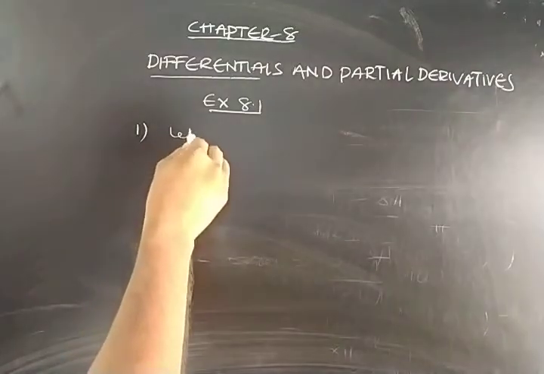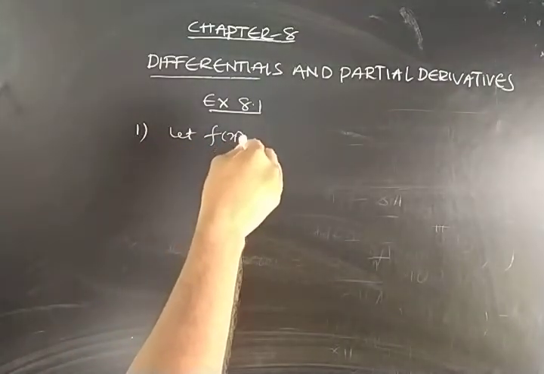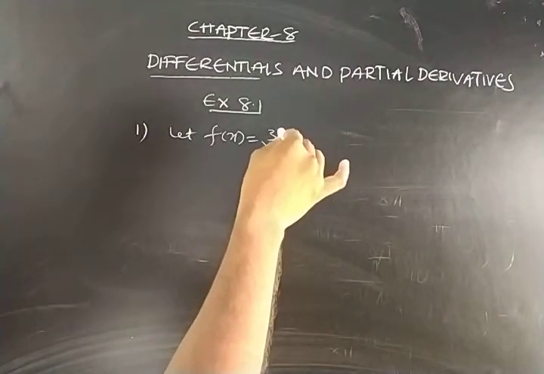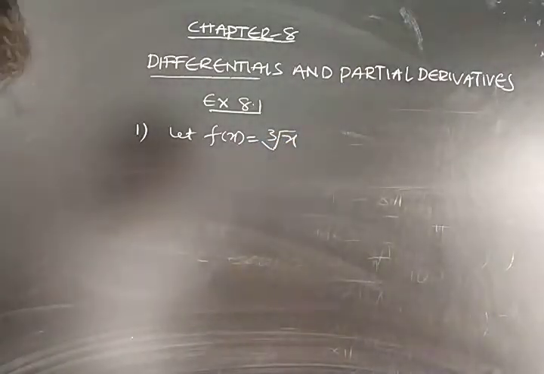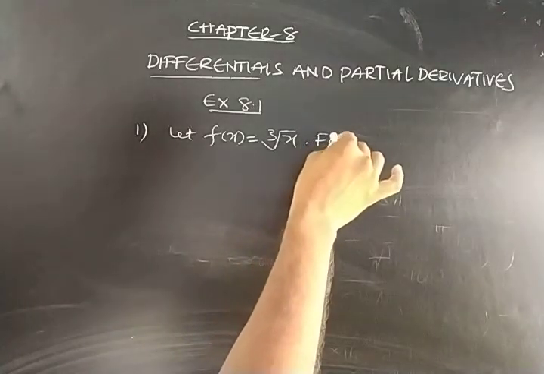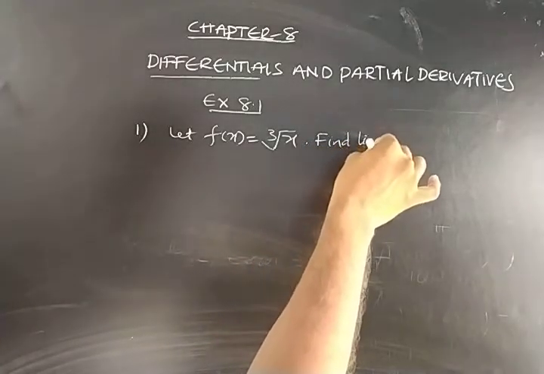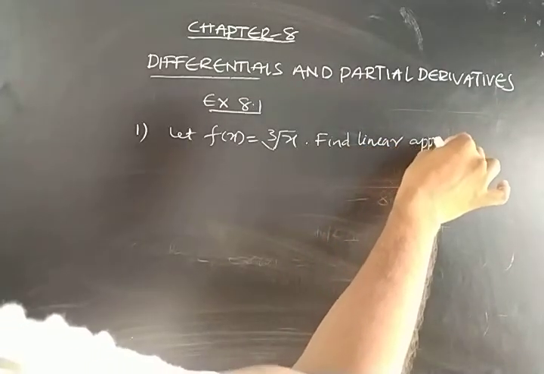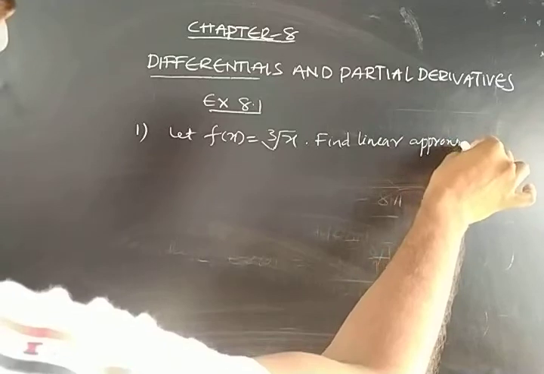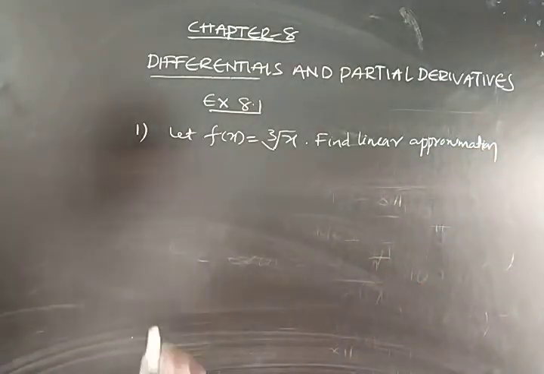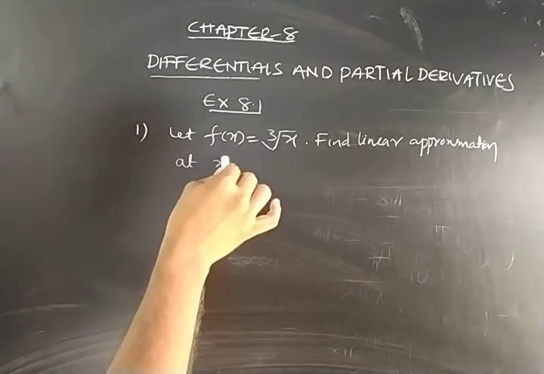Let f of x be the cube root of x. Find the linear approximation at x equal to 27.